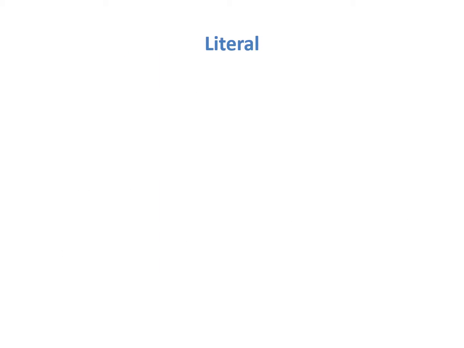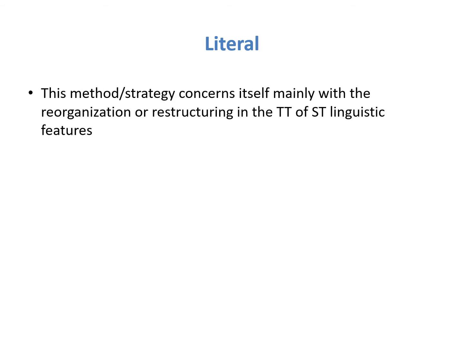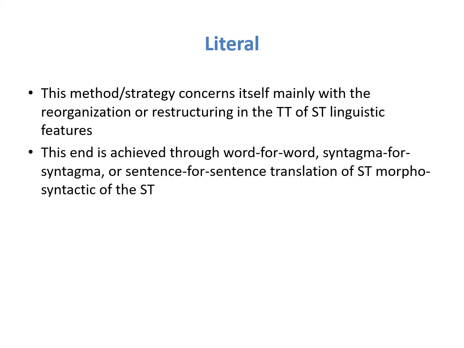Literal translation. Again, remember we are talking about a proposal for a certain procedure of translation that has been named or tagged as literal by Amparo Hurtado-Albir. This method concerns itself mainly, Amparo Hurtado-Albir reminds us, with the reorganization or restructuring of the source text linguistic features. This reorganization or restructuring of source text linguistic features in the target text is achieved through word for word, syntagma for syntagma, or sentence for sentence translation of the morphosyntactic features of the source text.